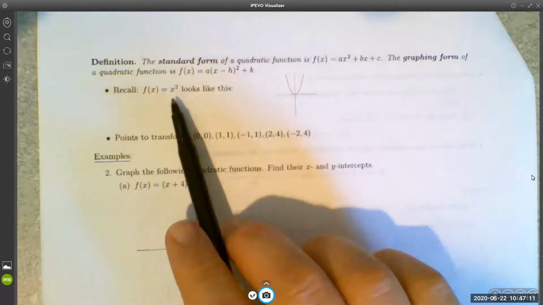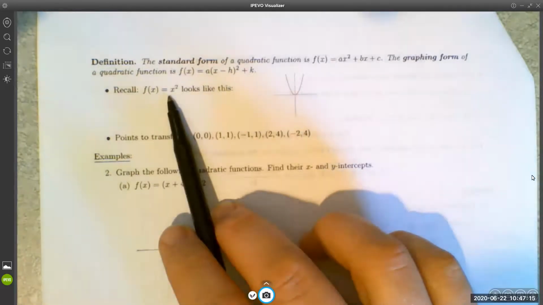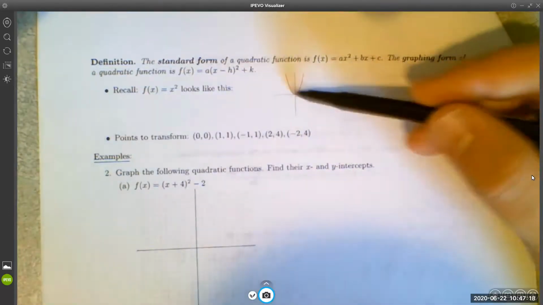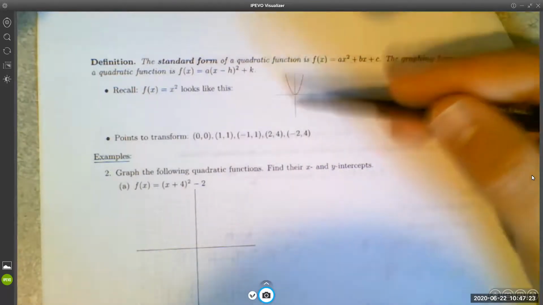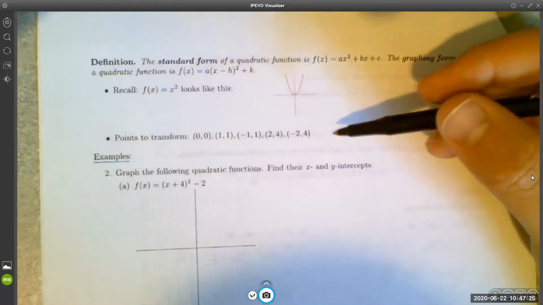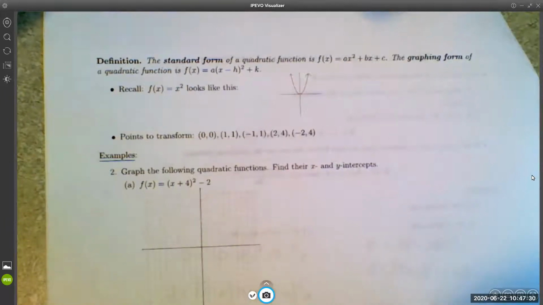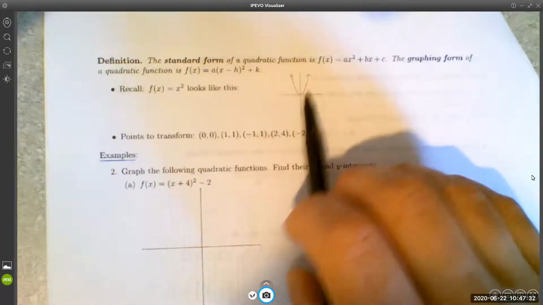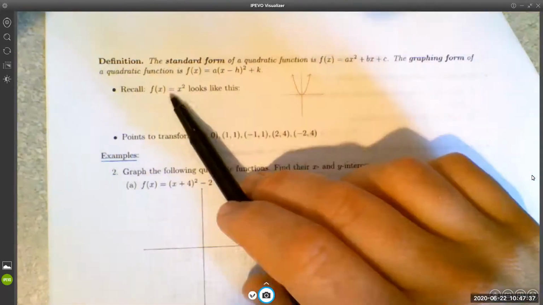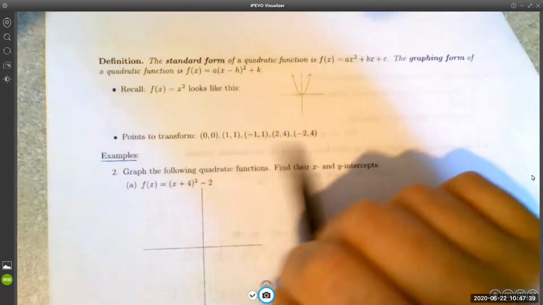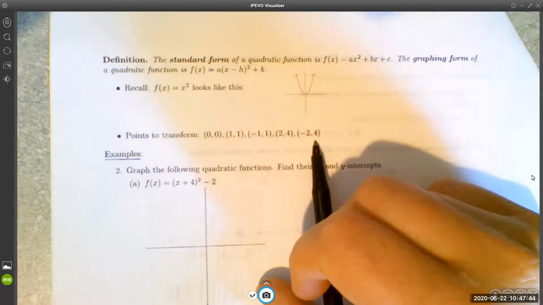In order to do that, you really need to have a good understanding of what f of x equals x squared looks like. So it looks like this, right? We call this a parabola. It's this sort of cross between a U and a V, I guess. And it extends, of course, on and on forever. But this point where the graph starts to turn around, that's called the vertex. Some points that are on the graph of f of x equals x squared are these. These are the 5 points that I would like for you to transform when you're graphing a transformation, okay?